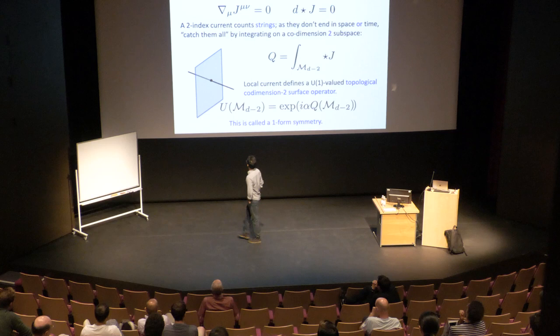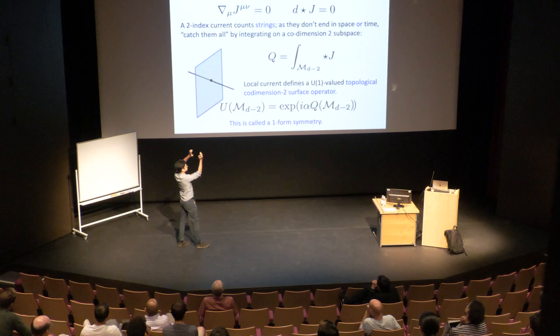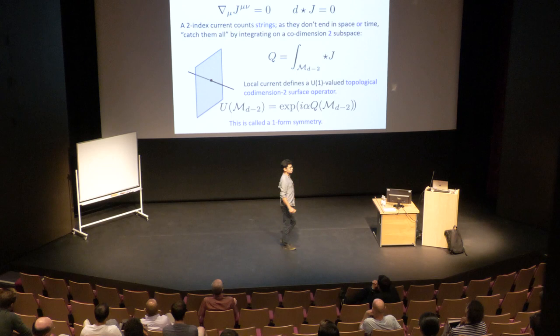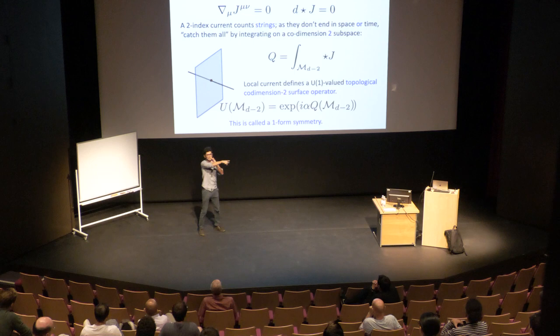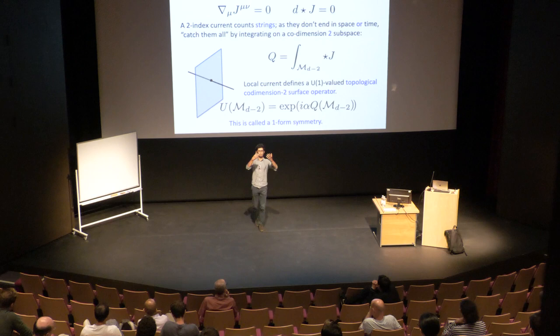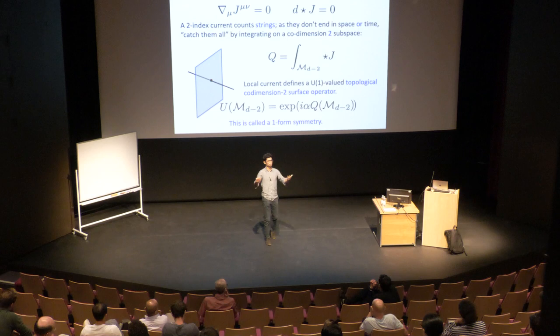If you have, for example, a two-index anti-symmetric current, this is a form, J, capital J is a form. It actually no longer counts particles. What it counts is strings. This new index here, you should imagine this extra index now tells you which direction the string is pointing. This should sound plausible. Let's just try to run through the same thing we did with the people analogy again. Imagine the room is full of strings that can't end. They cannot end in space and time because I have a conserved density of strings. How do I count this conserved number of strings?